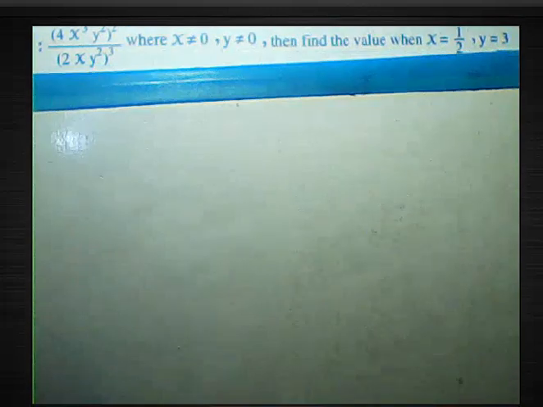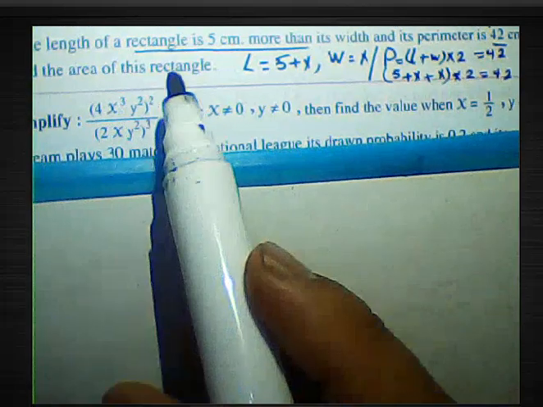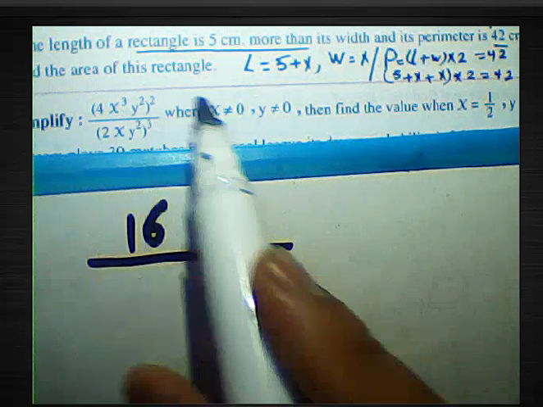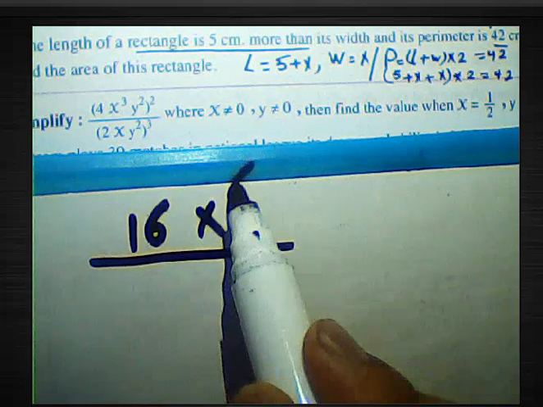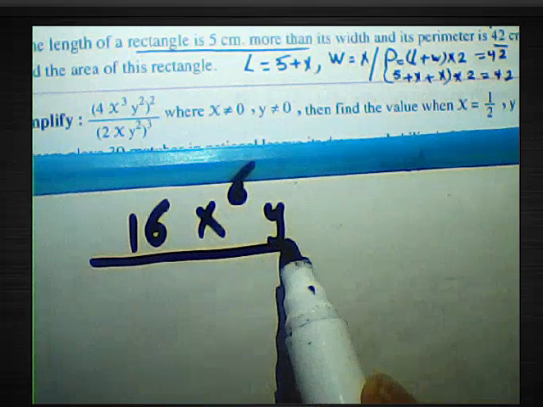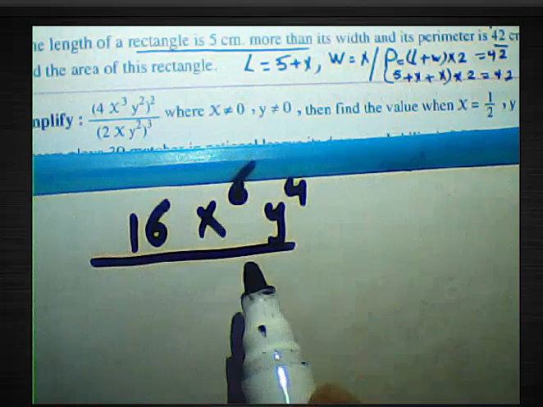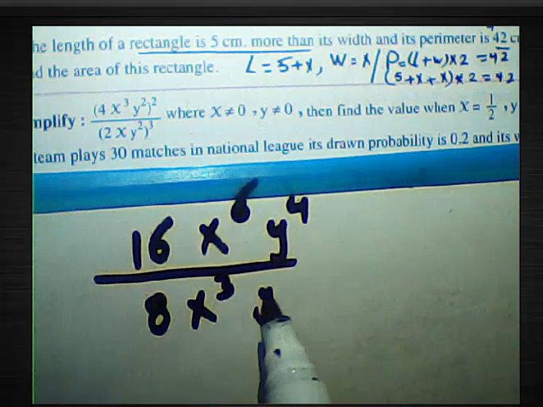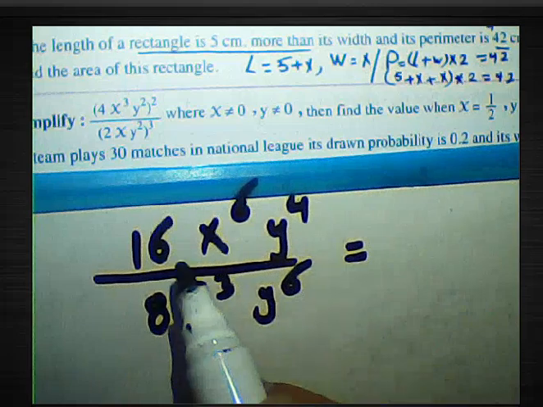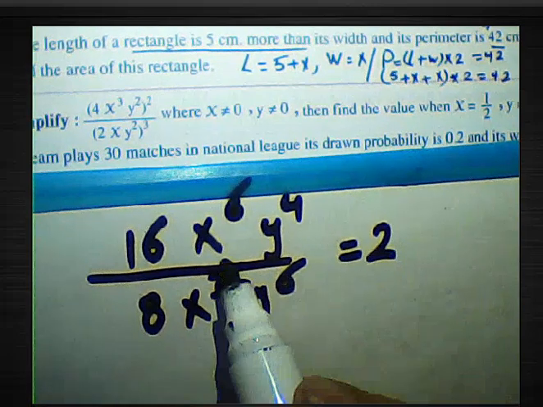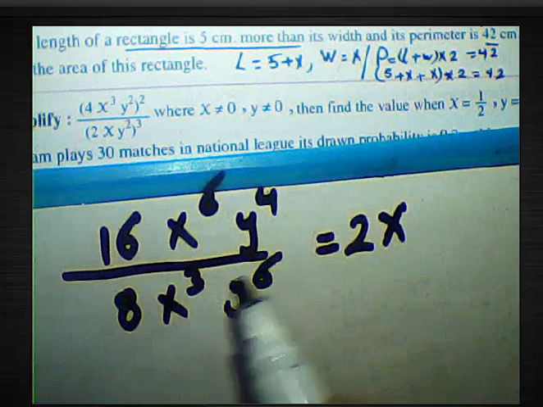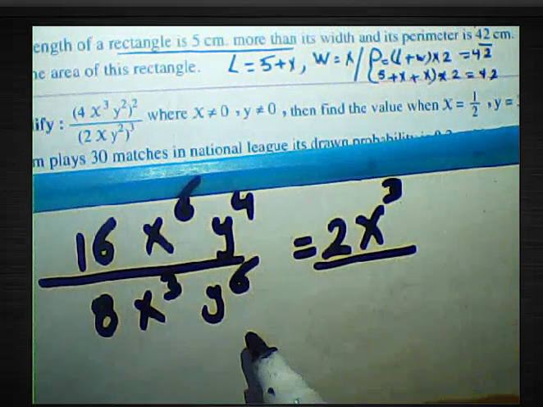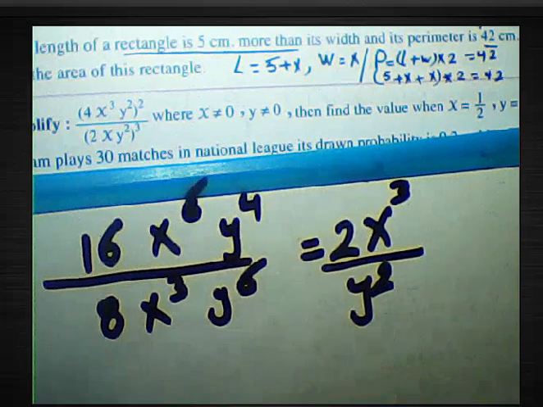Look at here. 4 power 2 equals 16. x power 3 power 2, it will be x power 6. y power 2 times 2 equal y power 4. 2 power 3 equal 8, and x power 3, y power 6. 16 divided by 8 equal 2, and x power 6 divided by x power 3 equal x power 3, and y power 4 divided by y power 6, it will be y power 2 in the denominator.